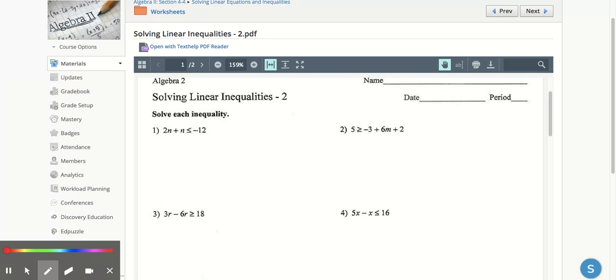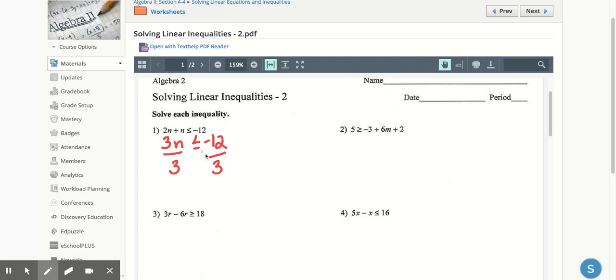So in question 1 here, I would say you need to combine your like terms on the left-hand side first. So 2n plus n would give us a 3n is less than or equal to negative 12, and then we divide by 3. So in this case, even though we have a negative here, we're actually dividing by the positive. So our sign's not going to flip here. We have n is less than or equal to negative 4. So again, it's only if the number in the denominator or the number in the bottom is a negative that we have to worry about flipping the sign.